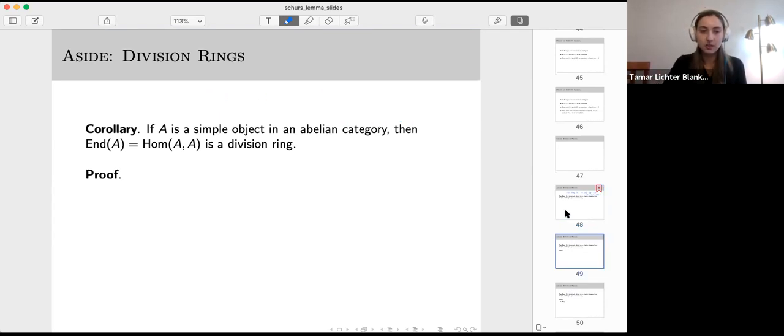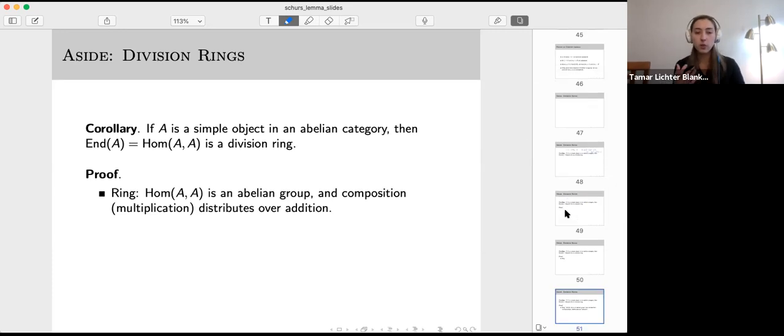And just to prove this corollary from Schur's lemma, first of all, the fact that it's a ring actually does not have to do with Schur's lemma or the fact that A is a simple object. It just comes from the way that abelian categories are defined. So first of all, we know that hom(A, A) comes with an abelian group structure, and composition distributes over addition. What that looks like in this case is that if you have (f + f')g = fg + f'g, and f(g + g') = fg + fg', etc., you get that multiplication distributes over addition in the way you expect. So you get that hom(A, A) is a ring, that's just in general. And then the division part is what comes from Schur's lemma.